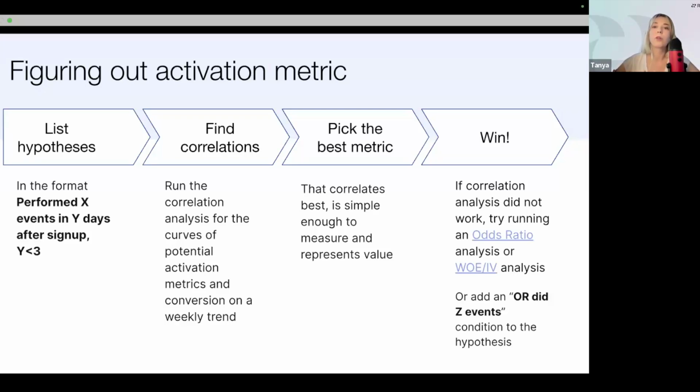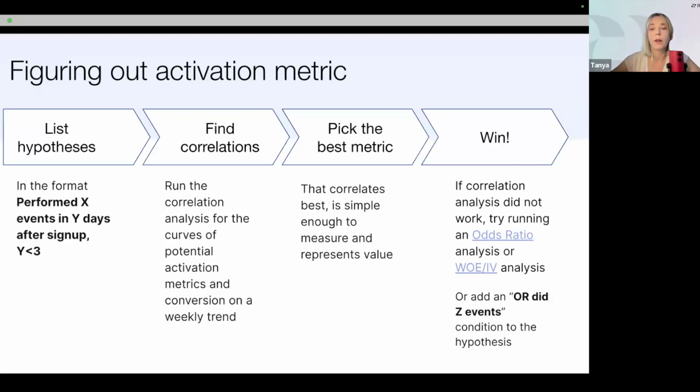So not only correlation is important here, but also how well it actually represents what you are doing with your product. Sometimes correlation analysis doesn't work, but usually it's possible to find something suitable. If it's not working, you can try running an odds ratio analysis, or the analysis that is called weight of evidence information value. These are more complicated things, and likely they would need help from a product analyst. The correlation analysis is easier to do. Oftentimes you can find such a metric.